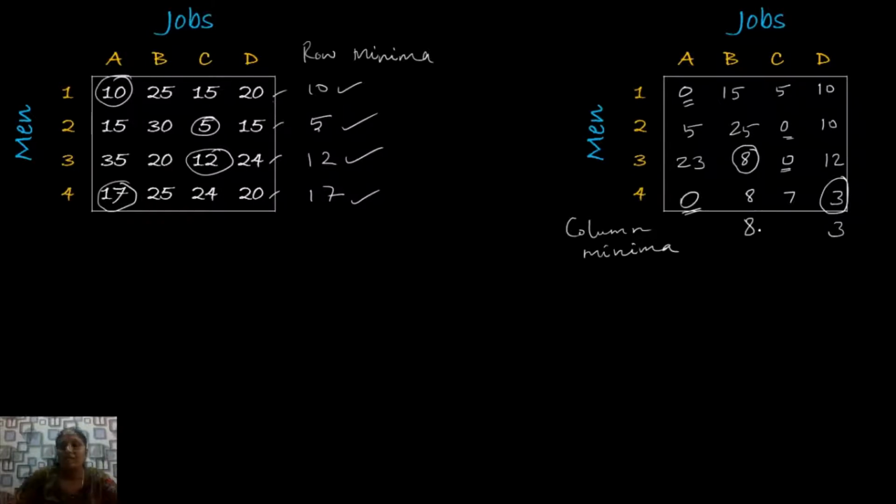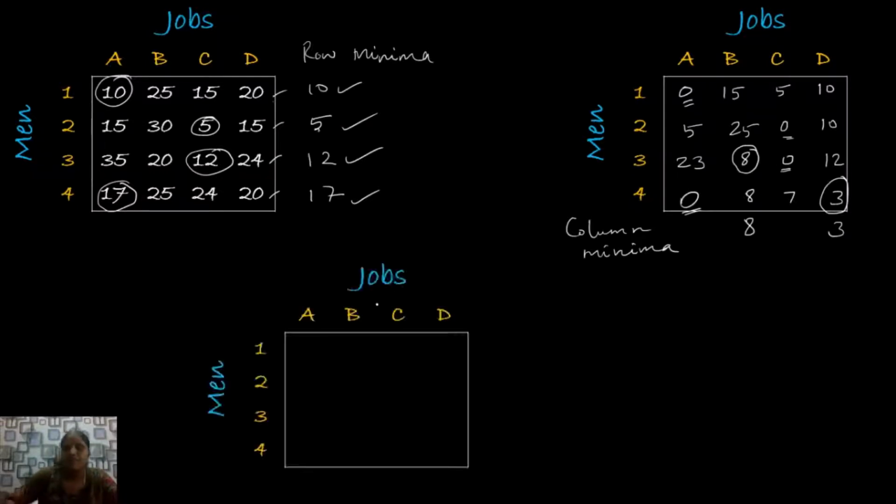Now we have to subtract the minimum element from the corresponding columns. Now we write down the first column as it is, since that already has a zero element. So 0, 5, 23, 0. Let us move on to the second column. Let us subtract 8 from the second column elements. So 15 minus 8, 7, 25 minus 8, 17, 8 minus 8, 0, 8 minus 8, 0.